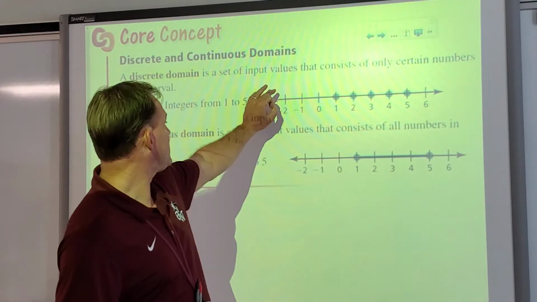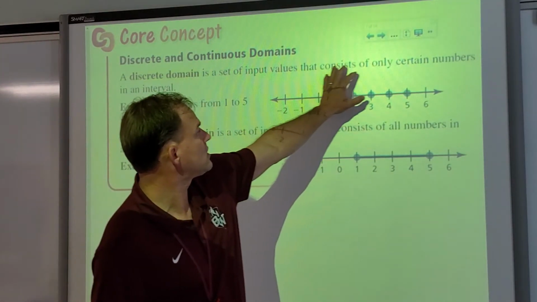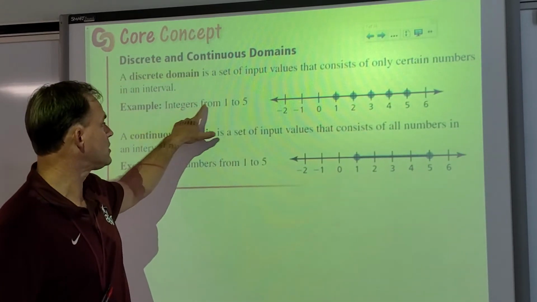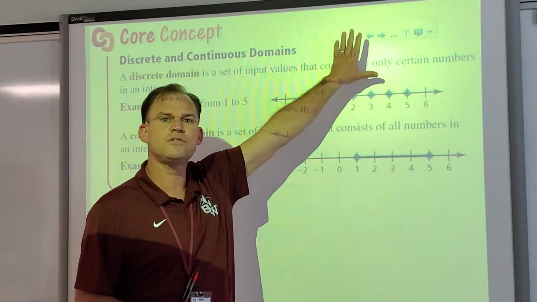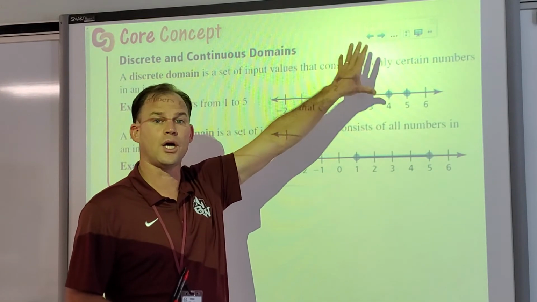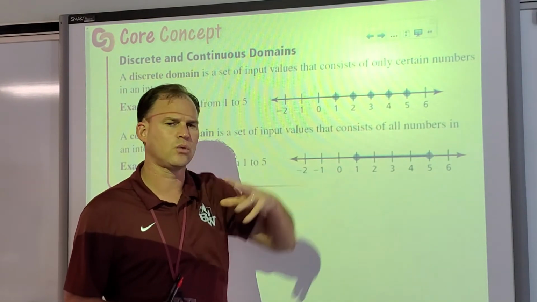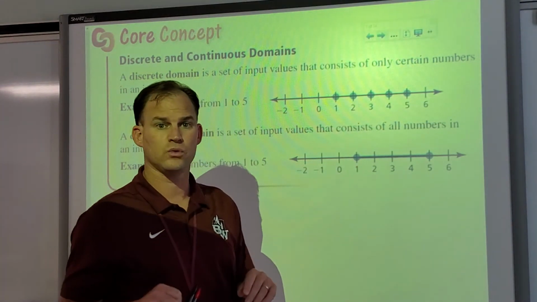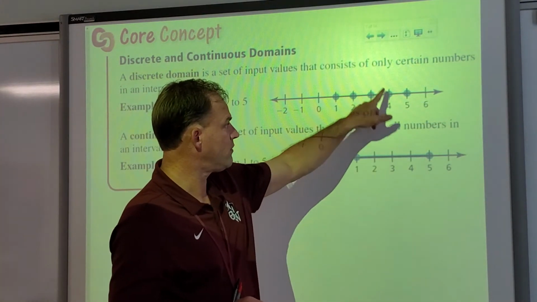A discrete domain, set of input values, consists of only certain numbers in an interval. So the integers from 1 to 5. Think of discrete as whole numbers, okay? That's a good way to think about discrete. There's nothing between the values. It's just 1, 2, 3, 4, 5.